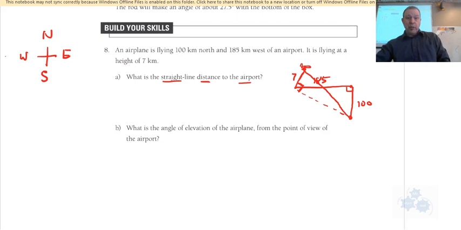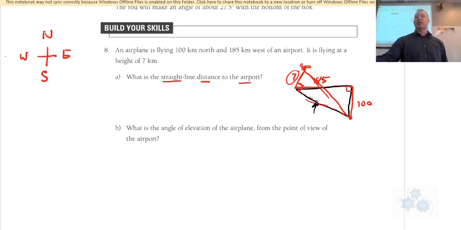So, what's the straight line distance? Okay. We have 7, but I don't have this line. What I'm trying to find, I don't have this line. So I can find this one, because it's the hypotenuse for this triangle. Does everyone see that? So I'll solve that triangle first.